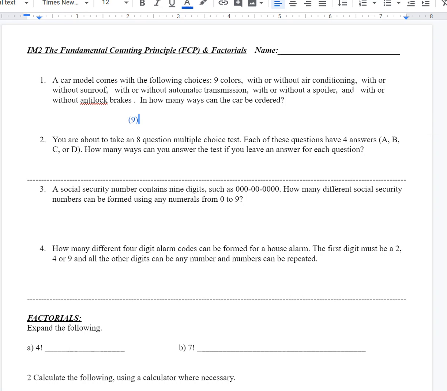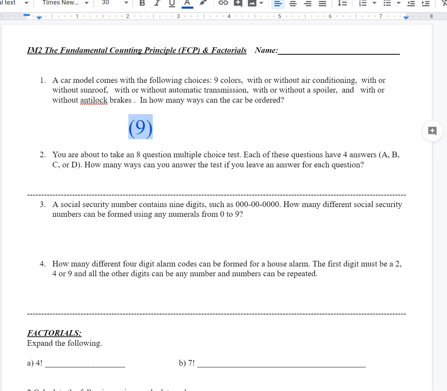And then I have with or without air conditioning. So there's 2 options for AC. There's 2 options with or without sunroof, 2 options with or without automatic transmission, with or without spoiler, and with or without anti-lock brakes. Once you multiply that out, that is how many ways the car can be ordered. It's a lot of logic: how many choices do I have? That's the number I'm multiplying.